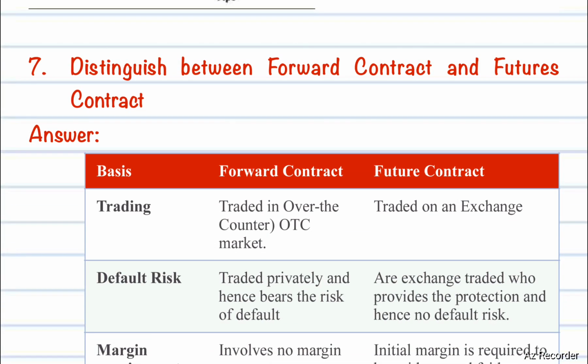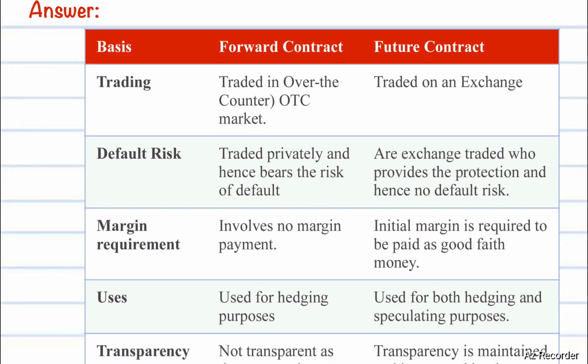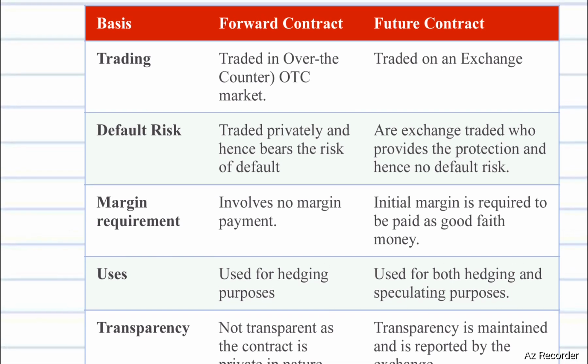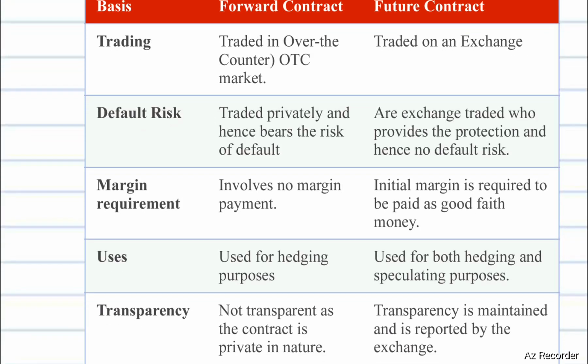Difference between forward contracts and futures contracts. Forward contracts are traded in the over-the-counter market, whereas futures contracts are traded on a stock exchange. Default risk. As forward contracts are traded privately, they bear the risk of default, whereas futures contracts are traded on a stock exchange, which provides protection, and there will be no default risk. In case of forward contracts, there will be no margin. In case of futures contracts, initial margin is required to be paid as good faith money.